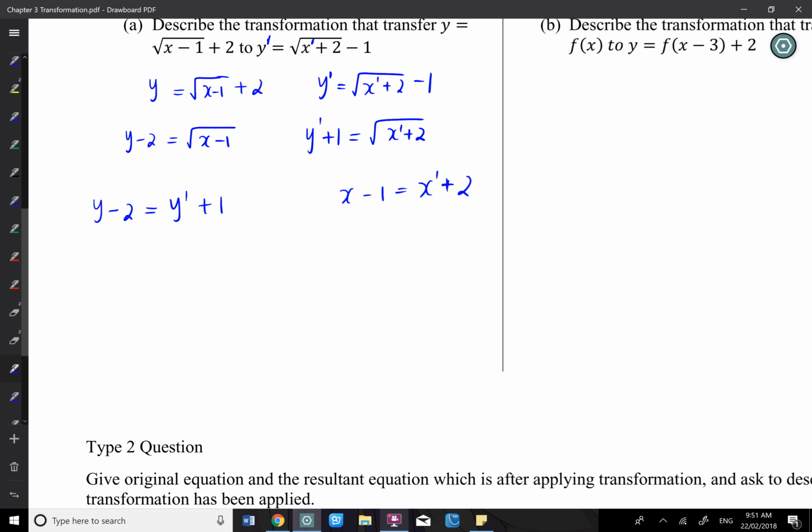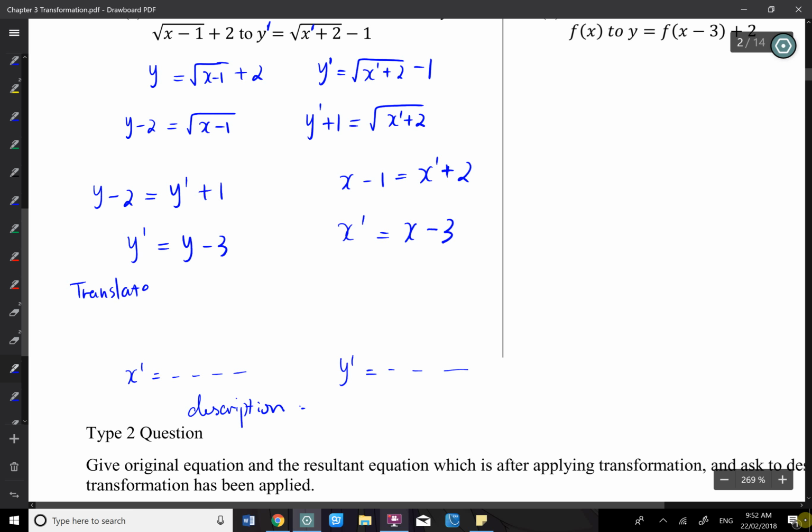I will make x dash and y dash the subject. So therefore, I can see the description is translate 3 units down and 3 units to the left, or you can say in the negative direction for both the x-axis and y-axis.